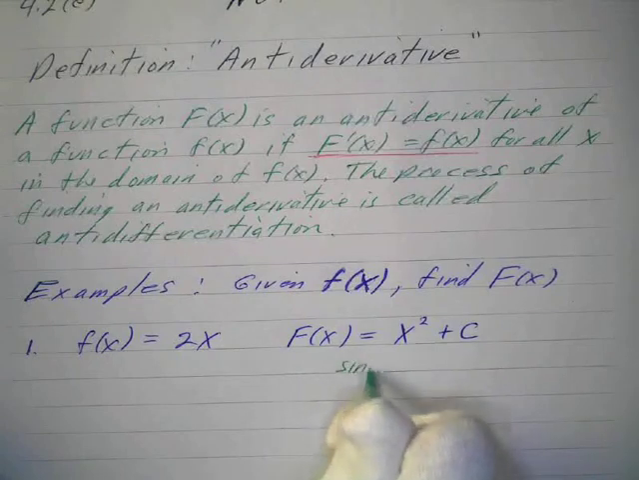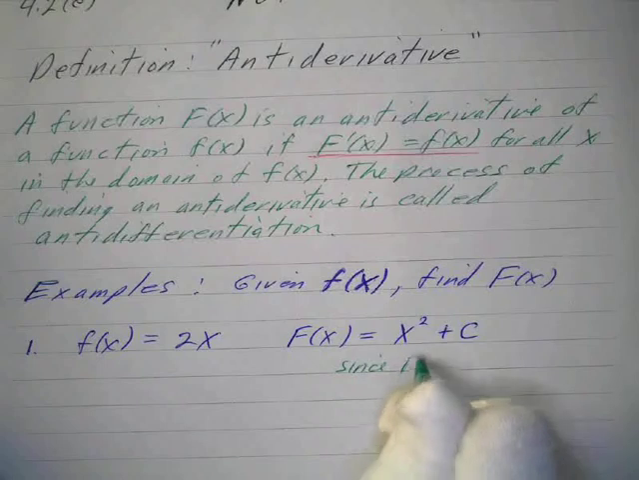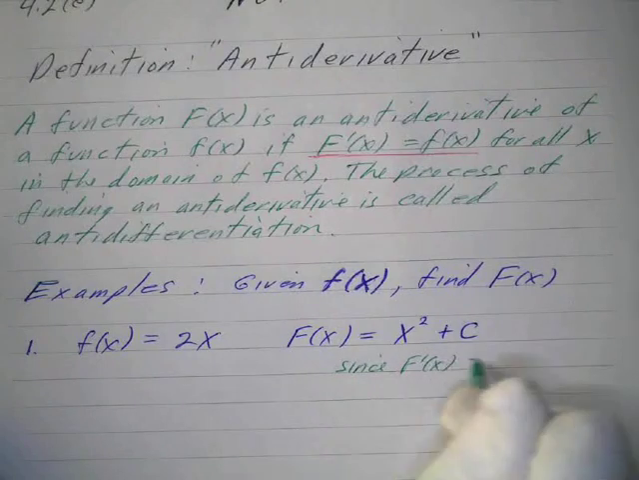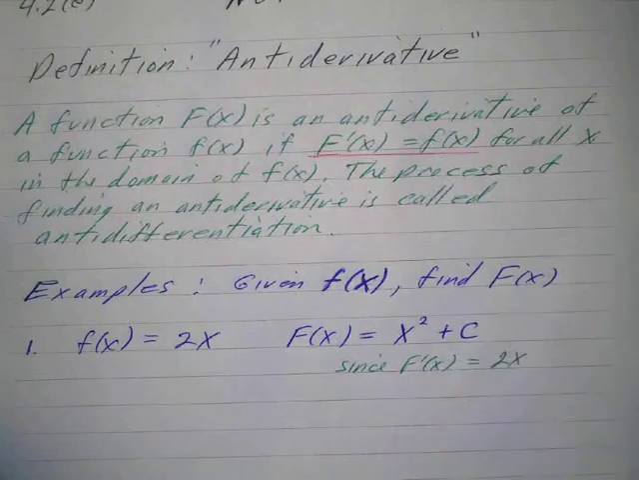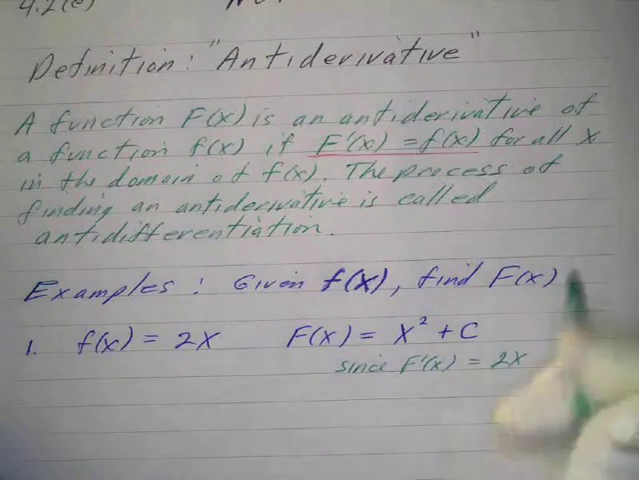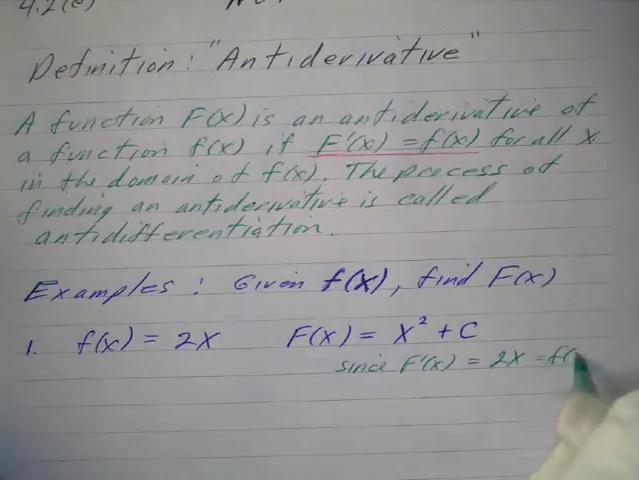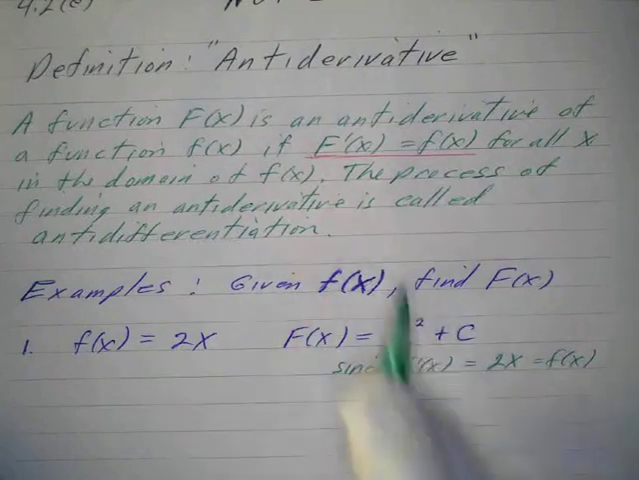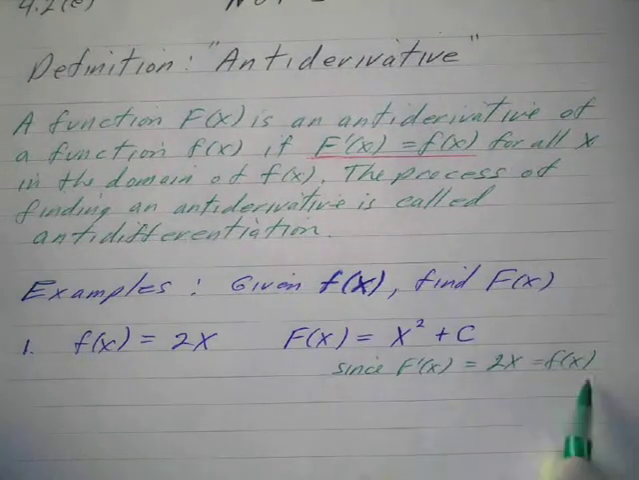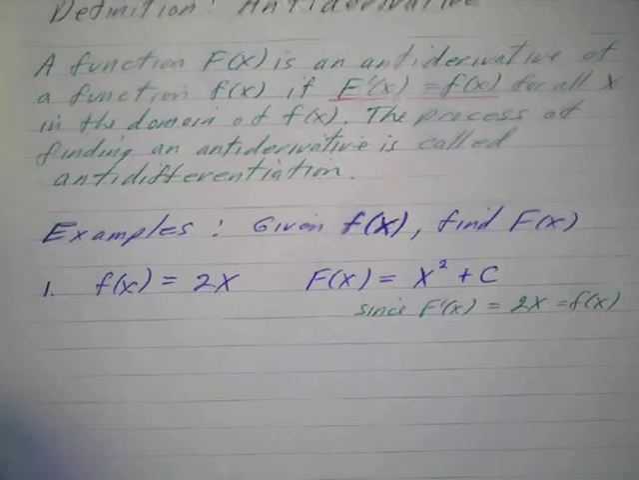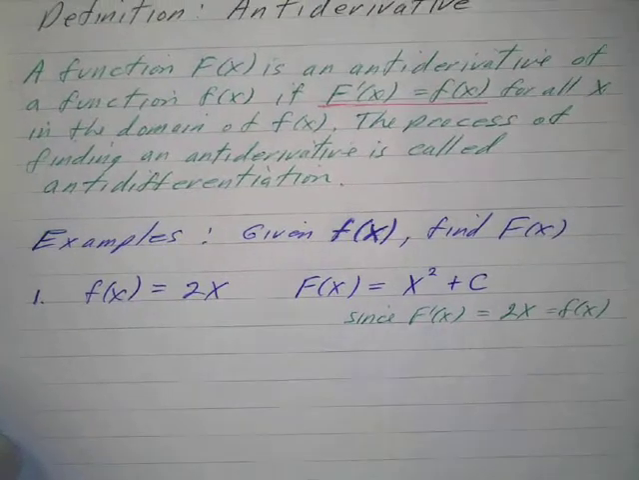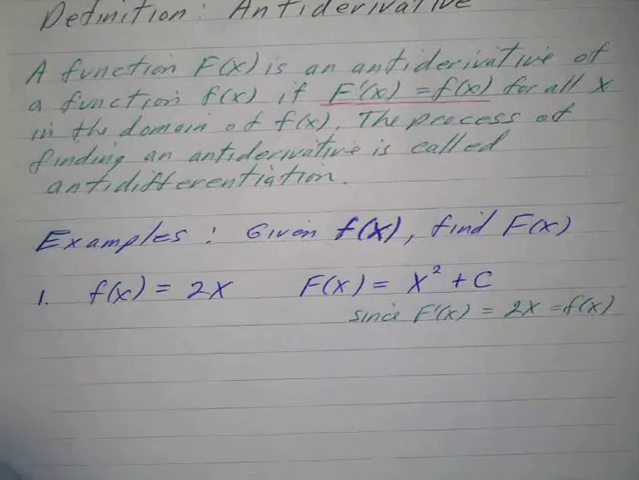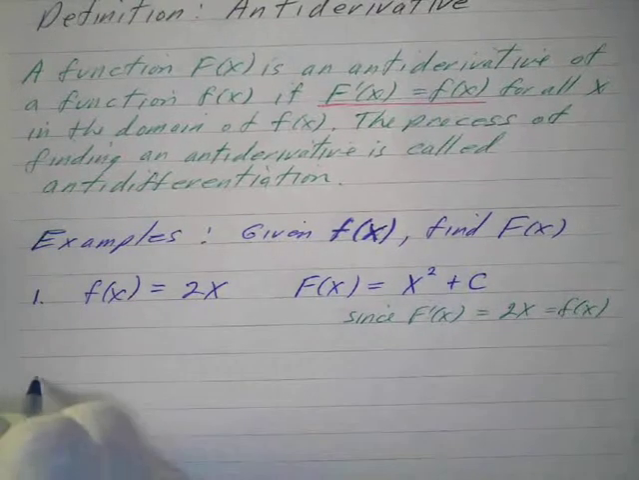Since F prime of x equals what? If I take the derivative of this, what do I get? 2x, which equals f of x. And you see up here, F prime of x equals f of x. All right? And these are the problems you'll be doing on your antiderivative worksheet, numbers 1 through 24. Okay? All right. Here's another example.